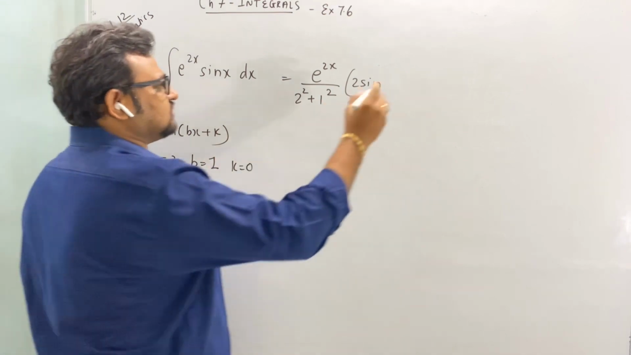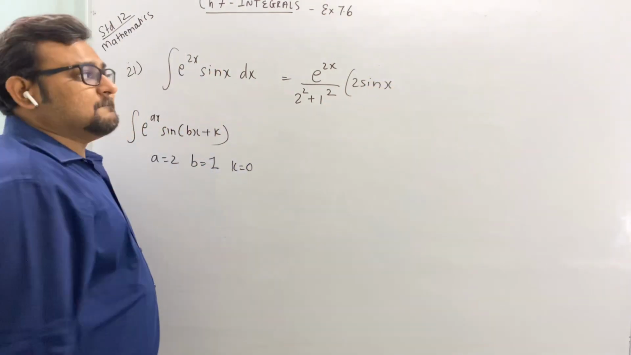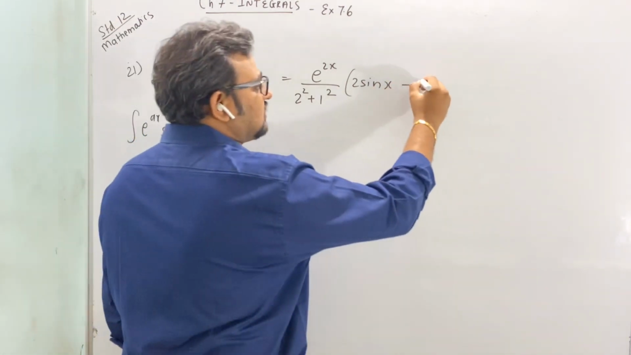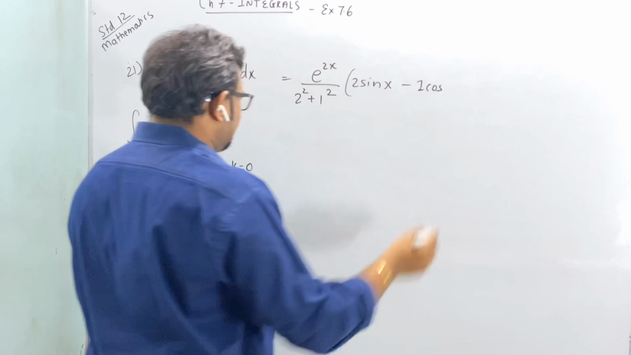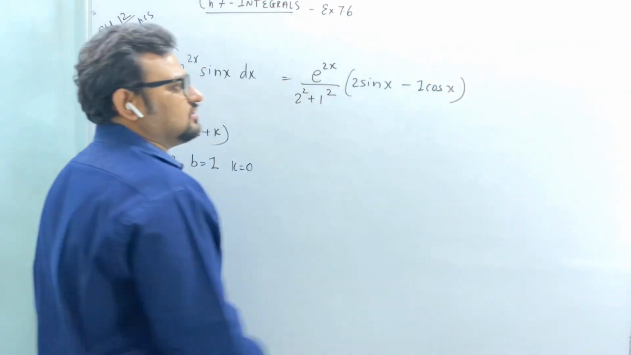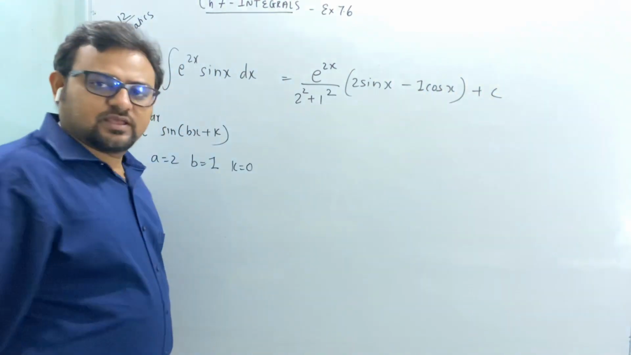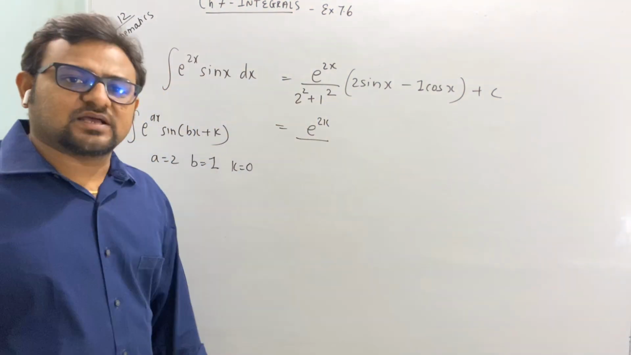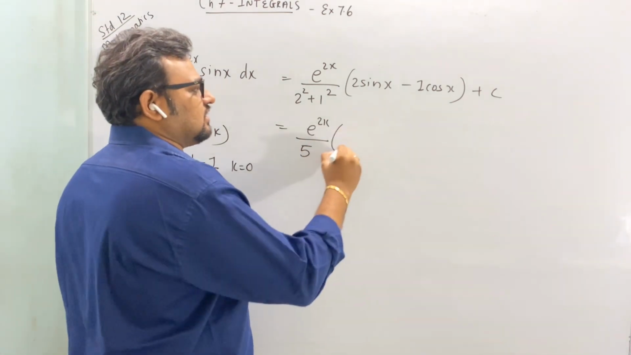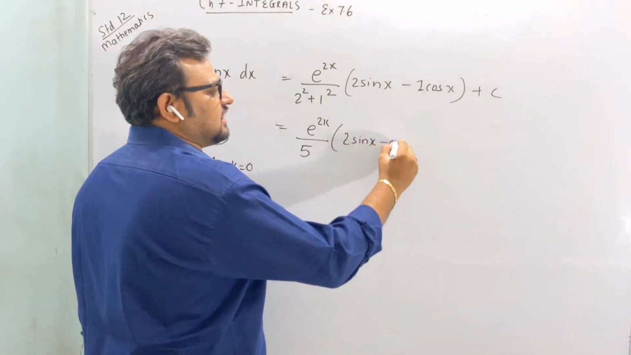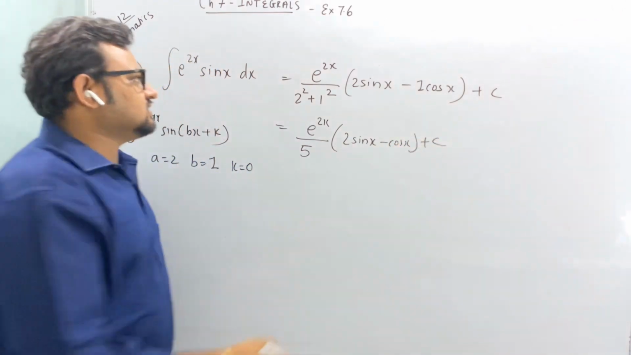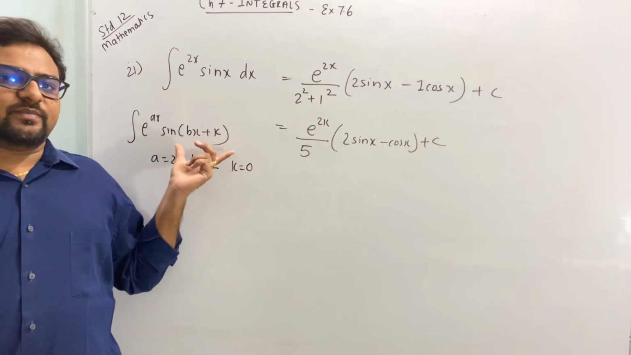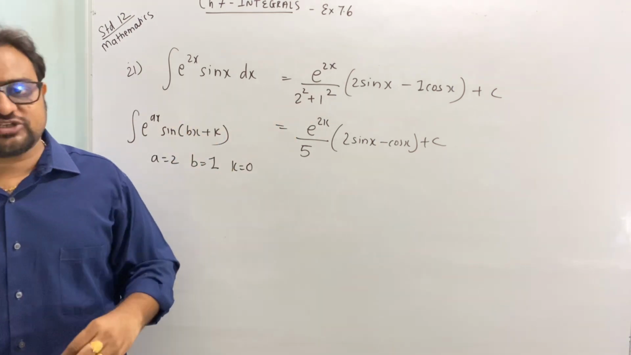What is b? 1. So x, k is 0, minus b, that is 1, cos, sorry, not sine, cos, again (bx plus k), plus c. Okay, so this will be e raised to 2x upon 2 square, 4 plus 1, 5, into (2 sin x minus cos x) plus c. Clear? We had used this formula. Remember. Okay, so just go through this question.